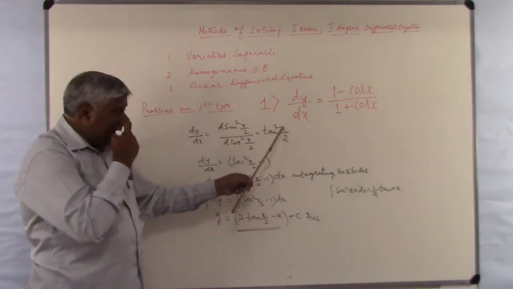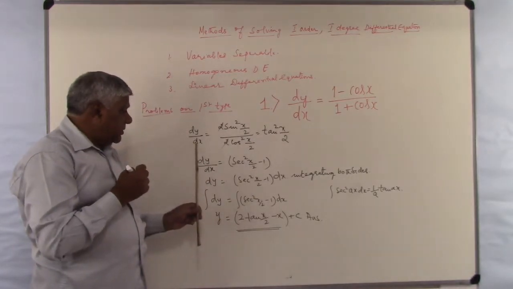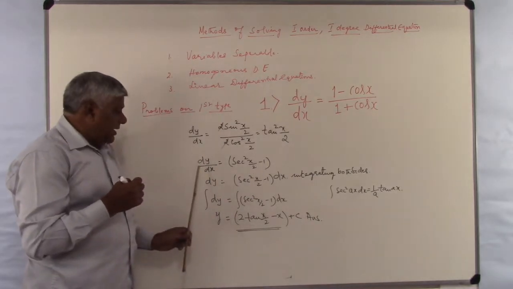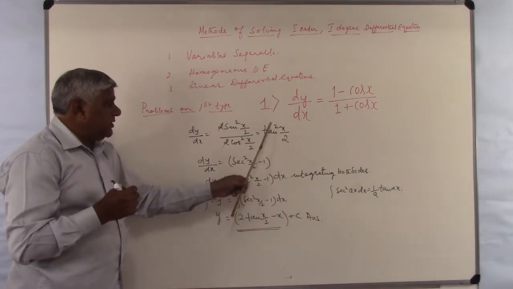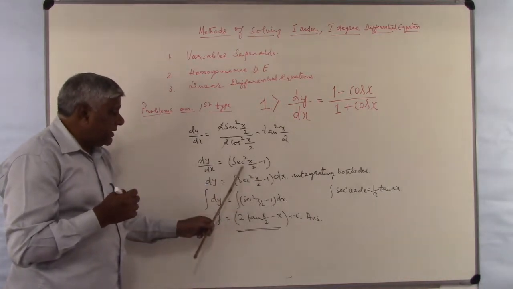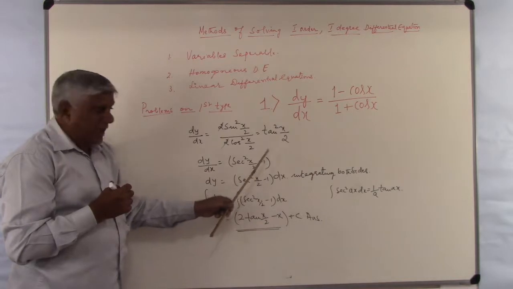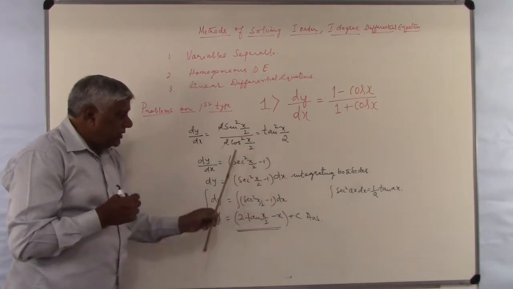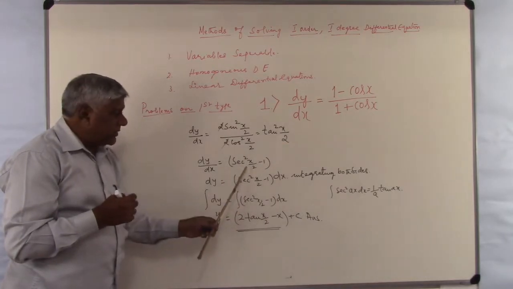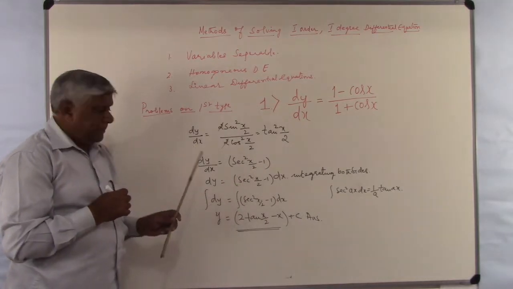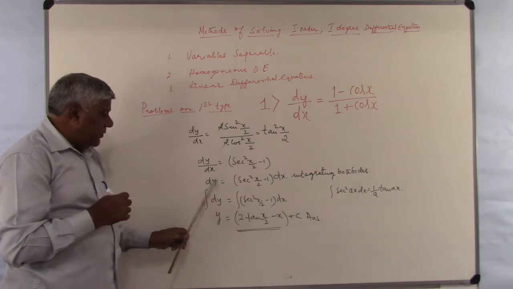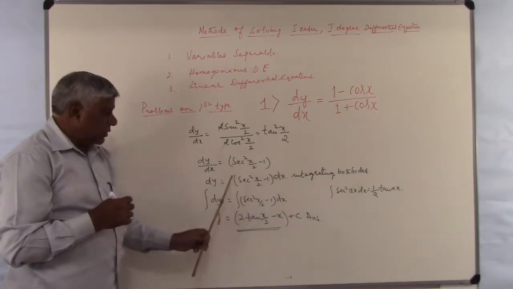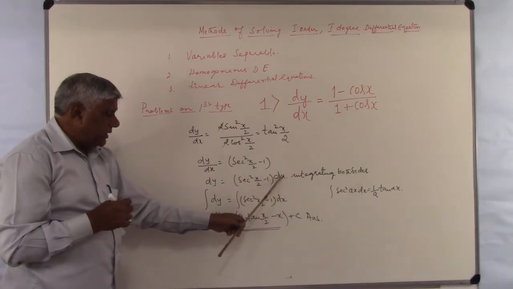See, this contains x variable. Therefore, I am going to group it with this. So, dy by dx is equal to tan square x by 2 can be written as secant square x by 2 minus 1. As it is, you cannot integrate this. That is why we are using this formula, secant square x by 2 minus 1. And dy is equal to, I am just transferring this dx to this side, so secant square x by 2 minus 1 into dx.